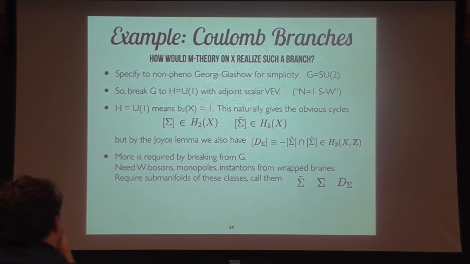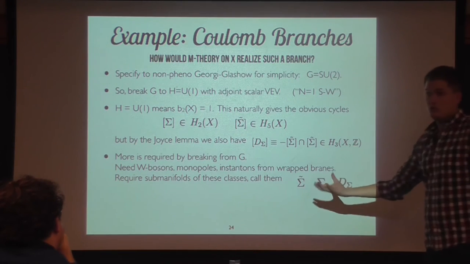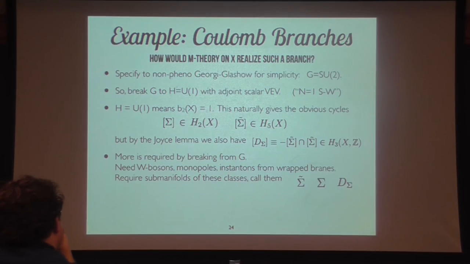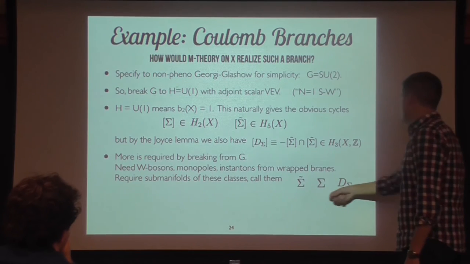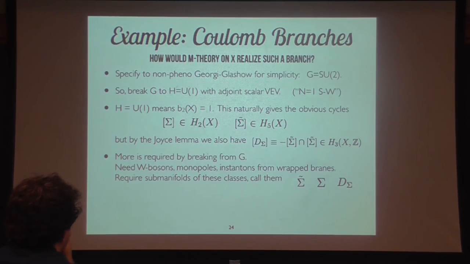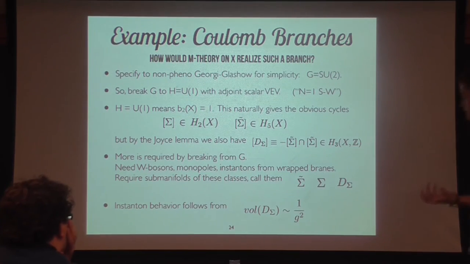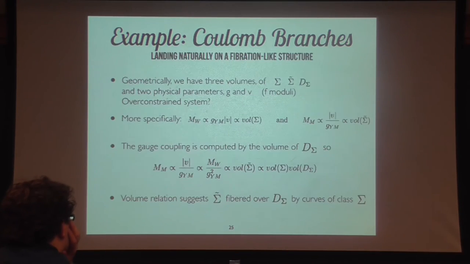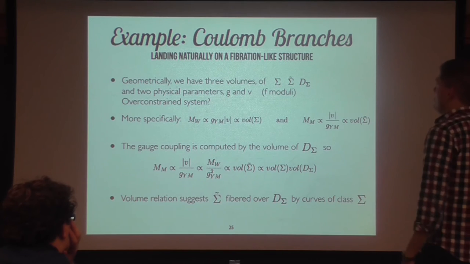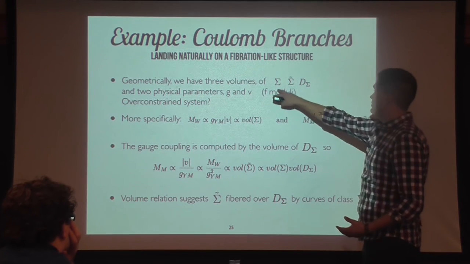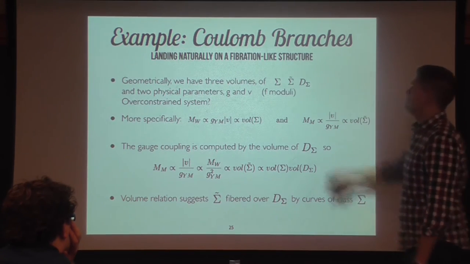And so we need W bosons, monopoles, and instantons. And I'm going to assume that I'm getting them from wrapped branes. So in particular, these classes are the things that you have, and I'm going to assume that there are submanifold representatives of these classes: a 5-manifold, a 2-manifold, a 3-manifold. And in particular, the instanton behavior that you expect, the basic scaling, follows from the fact that in supergravity, the volume of this particular one that follows from the Joyce limit goes like 1 over g squared. Okay, so we have 3 volumes of 3 submanifolds, the 2-manifold, the 5-manifold, and the 3-manifold.